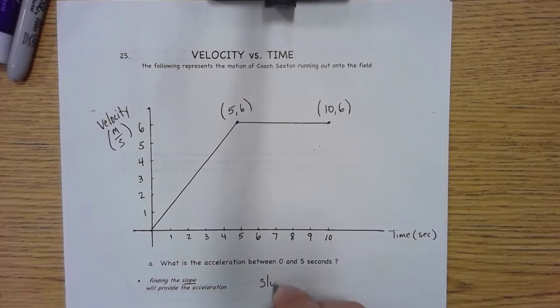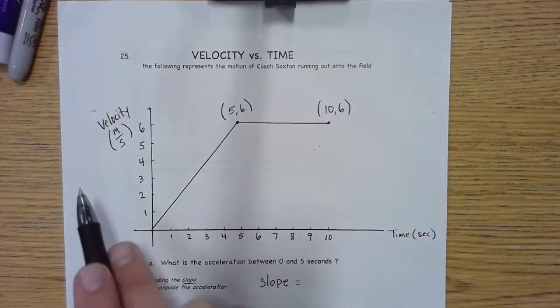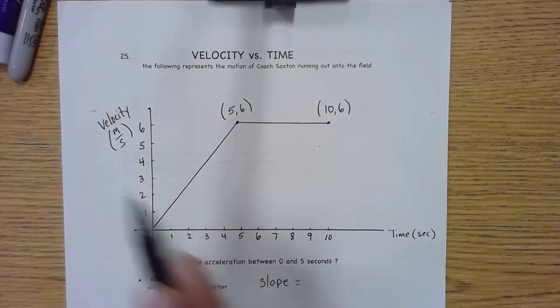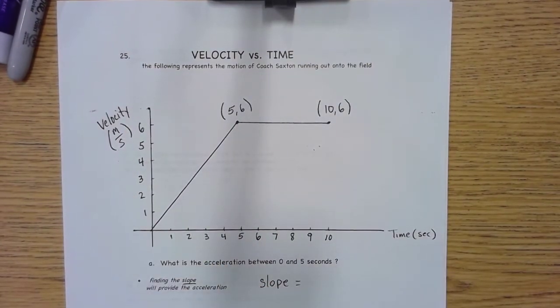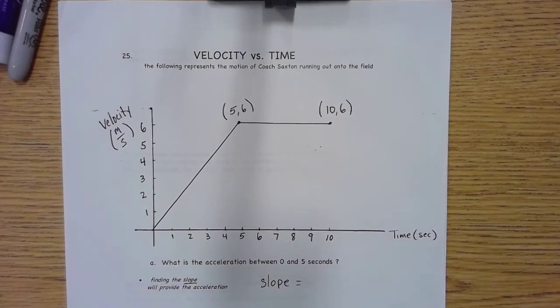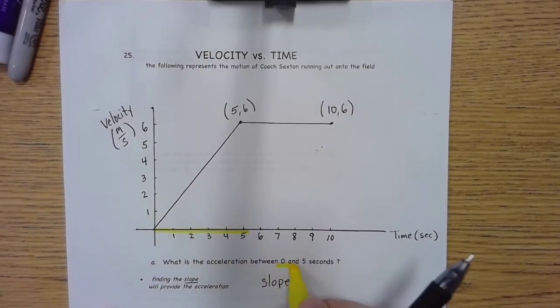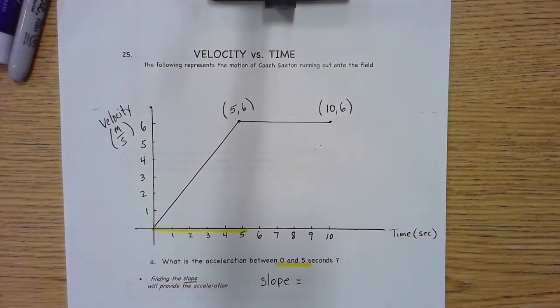So the whole key, whenever you get a graph, is to take a deep breath, look at the title, think about what the y-axis is, think about what the x-axis is, and pay attention to the interval it's calling your attention to. So this is the first 5 seconds. That's what I always like to make note of.